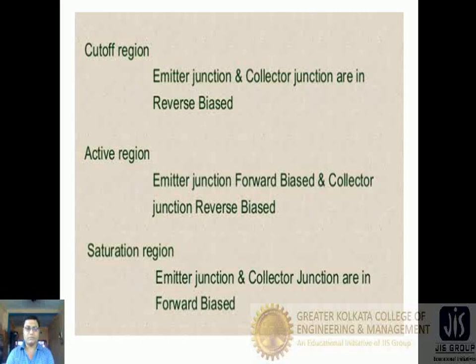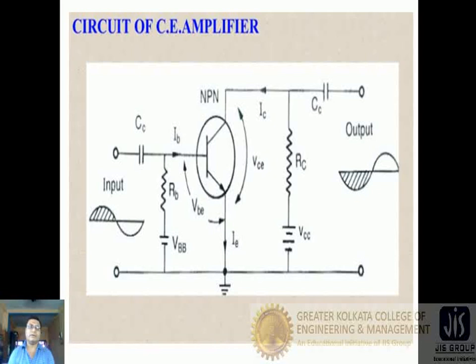So from this junction biasing, we can find out in which region the transistor is being operated. And here we can see a very well known amplifier circuit for a CE, that means common emitter configuration. The transistor has three terminals: the emitter, the base, and the collector. The arrow denotes the emitter, the middle line shows the base, and the other terminal is known as the collector. So if the emitter terminal of the transistor is common, then it is known as the common emitter configuration.